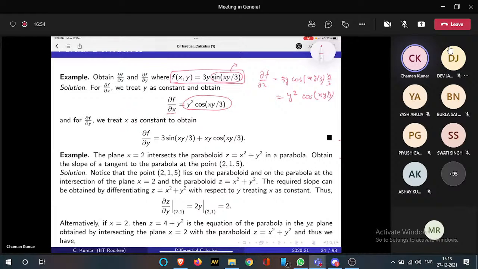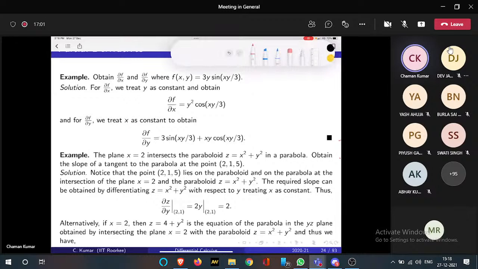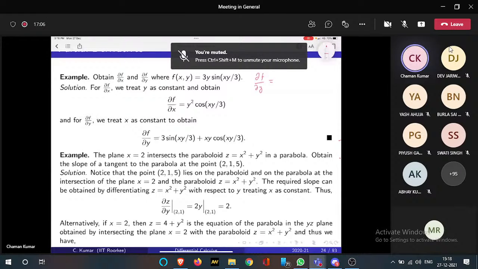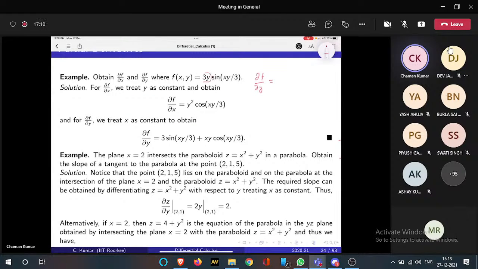Now you calculate the partial derivative of f with respect to y. So here you see that you have a function of y here and you have a function of y here. So you have a product of two functions, so you can apply the usual product rule, the product rule for the single variable. First differentiate 3y with respect to y. This gives you 3. Then multiply sine xy by 3.